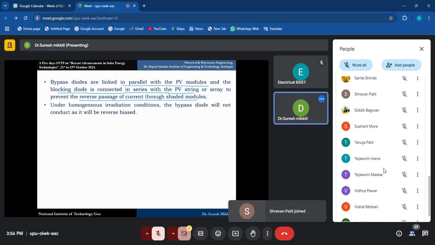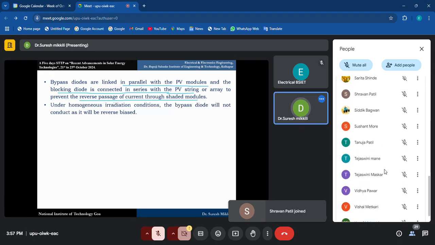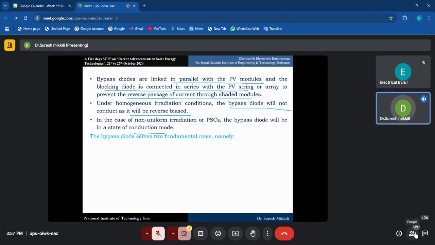Next, under normal conditions, uniform or homogeneous irradiance, that means all the modules receive 1000 watt per meter square, then the bypass diode will not conduct. It will be in reverse bias. All are 1000 watt per meter square, so there is no shading at all. You have no need of any bypass diode. In case of non-uniform conditions or partial shading conditions, then bypass diodes need to be in conducting mode. Why? I'll show you. So bypass diodes serve two purposes.